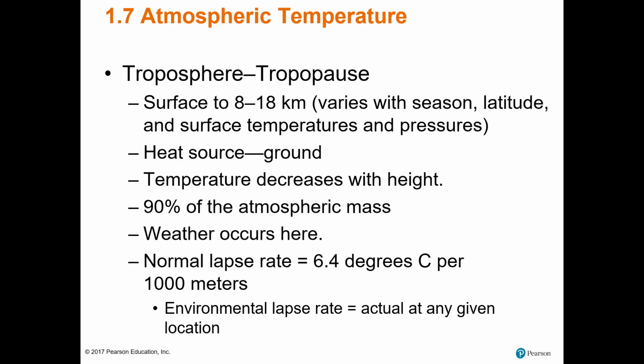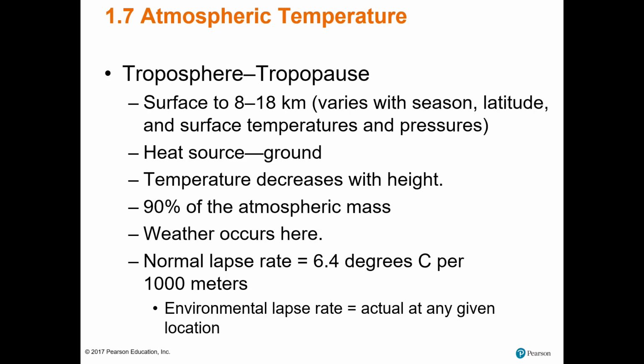The troposphere, or tropopause, is from the surface to 8 to 18 kilometers, and this varies with season, latitude, and surface temperatures and pressures. The heat source is the ground. The temperature decreases with height, and it's 90% of the atmospheric mass. Weather occurs here, and the normal lapse rate is 6.4 degrees Celsius per 1,000 meters.